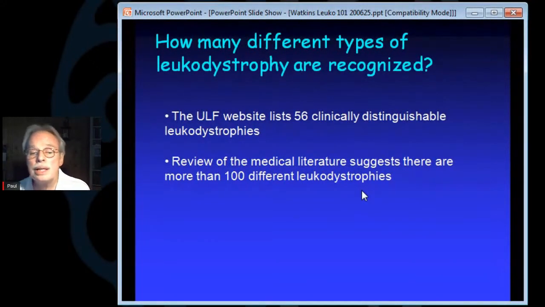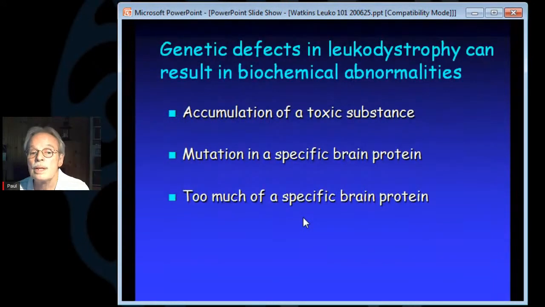So the ULF website lists 56 clinically distinguishable leukodystrophies. But if you look in the medical literature, it suggests that there are probably more than 100 different leukodystrophies. And genetic defects in leukodystrophy can result in biochemical abnormalities, such as accumulating a toxic substance. A toxin to the brain doesn't have to come from the bloodstream. It can be something that the brain actually makes inappropriately.